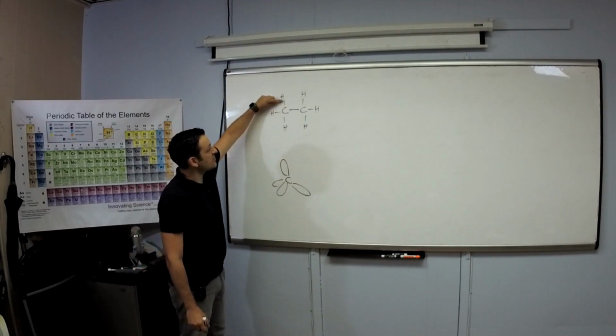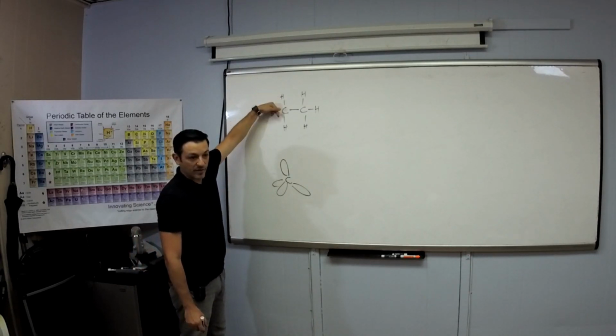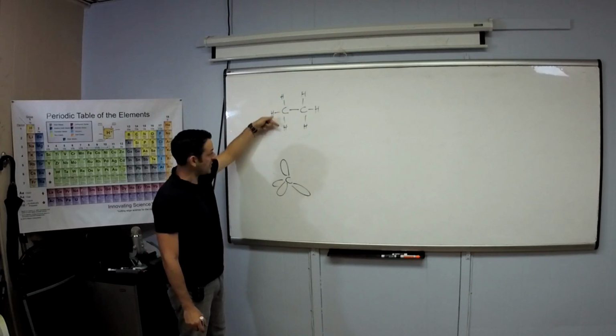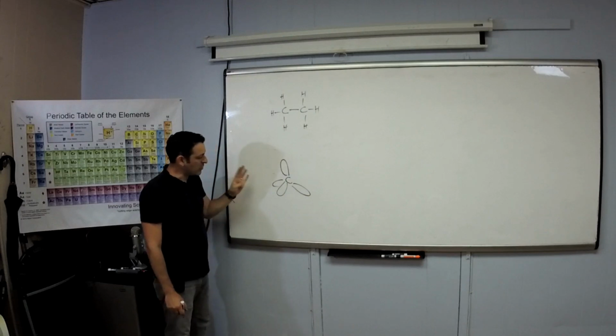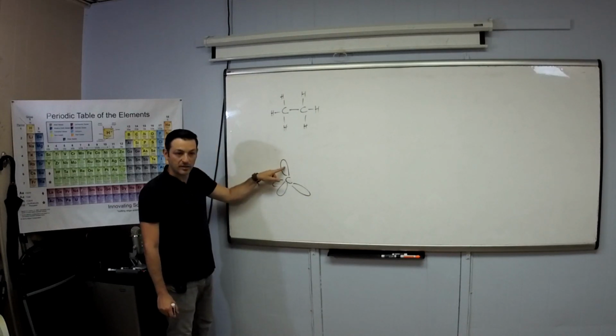Now, one of its sp3 orbitals is connected to a hydrogen. Another sp3 orbital is connected to a hydrogen. Another sp3 orbital is connected to a hydrogen, right? When you don't practice this enough, you're going to draw a hydrogen in there. That doesn't make any sense.